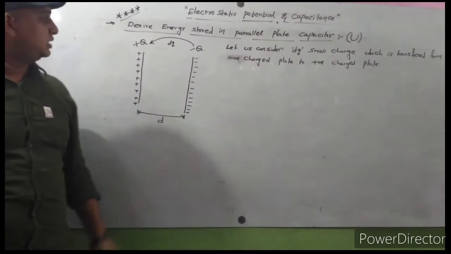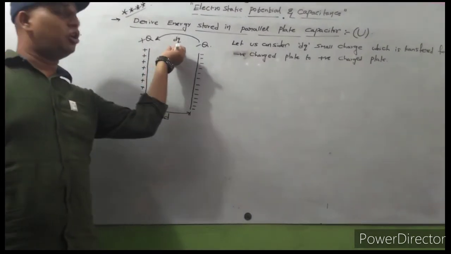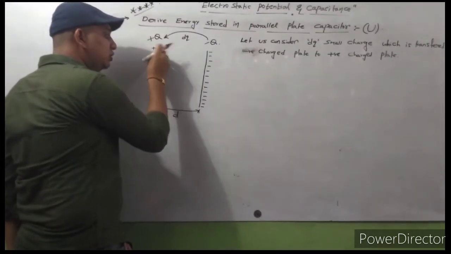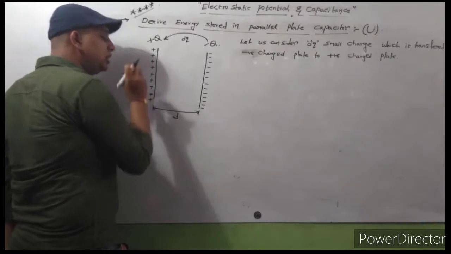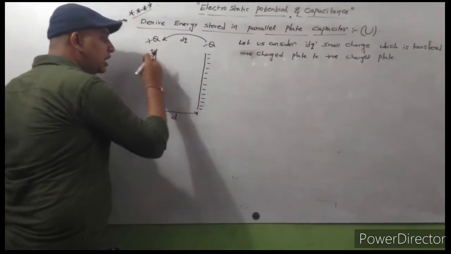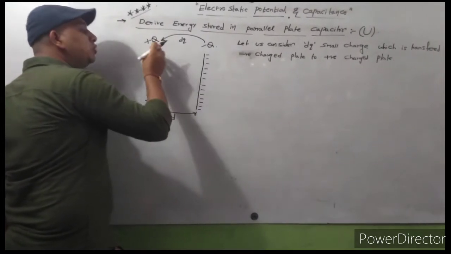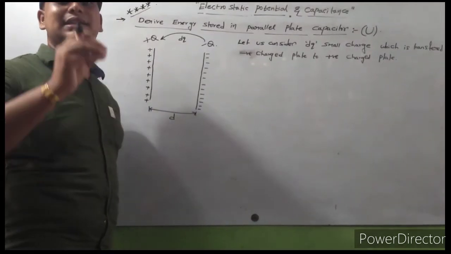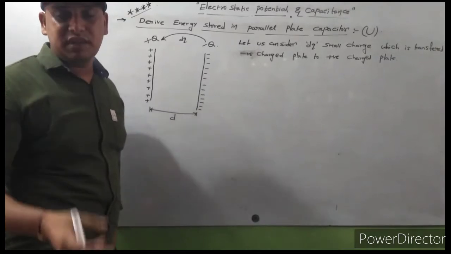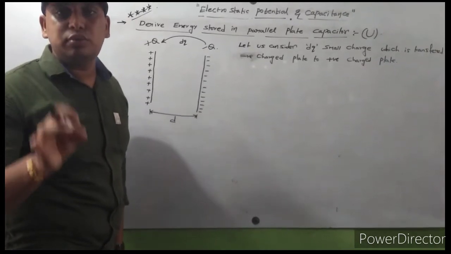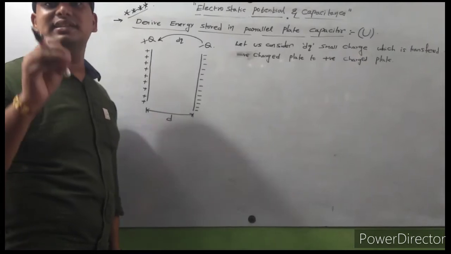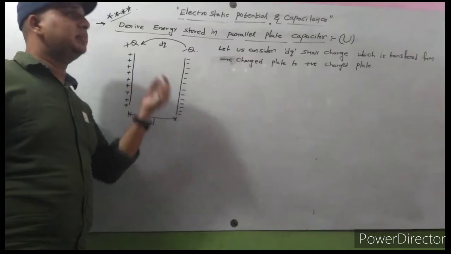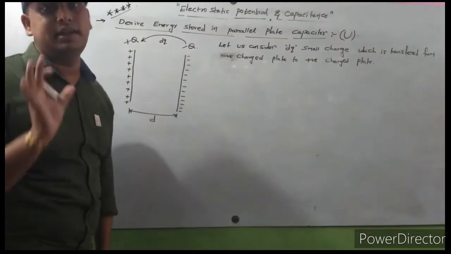Observe carefully here. This is already a positively charged plate. If you bring this positive charge and place it here, again dq charge, again dq charge, like that we are transferring charges from the negative plate to the positive plate. You know already, if any body is displaced or in motion, definitely some work should be done. Here the charge is moving from here to here, so definitely some work should be done.